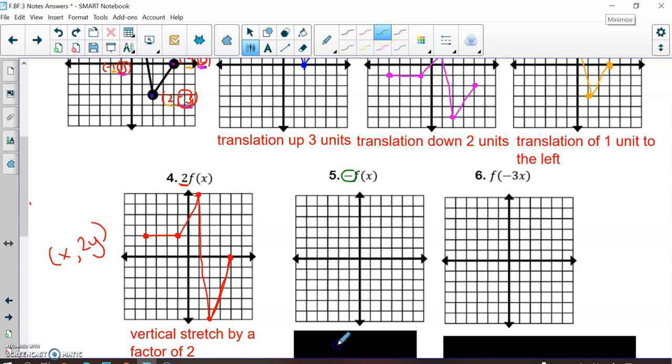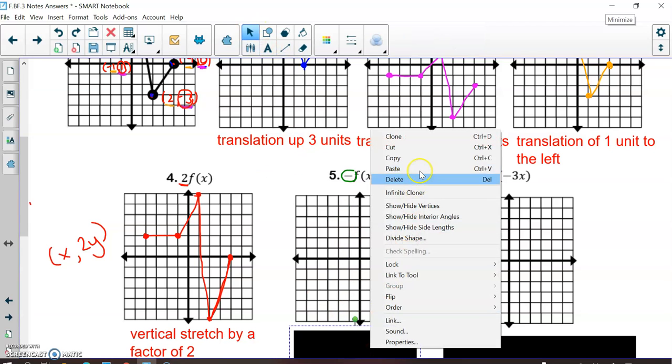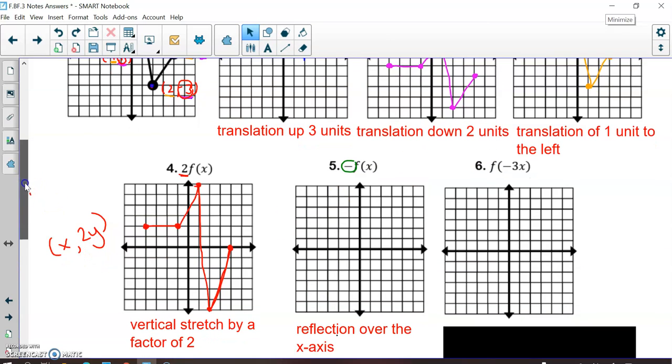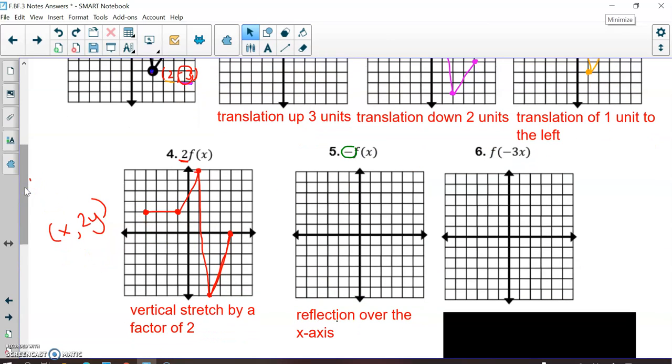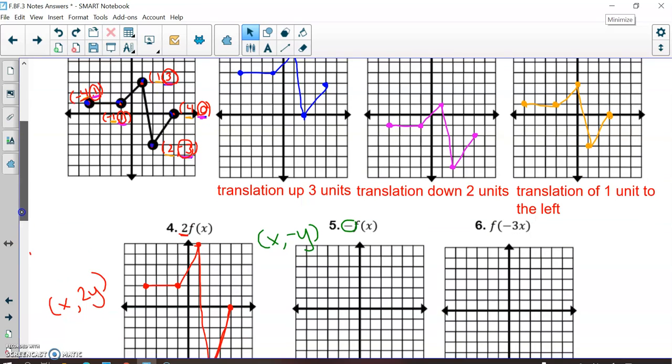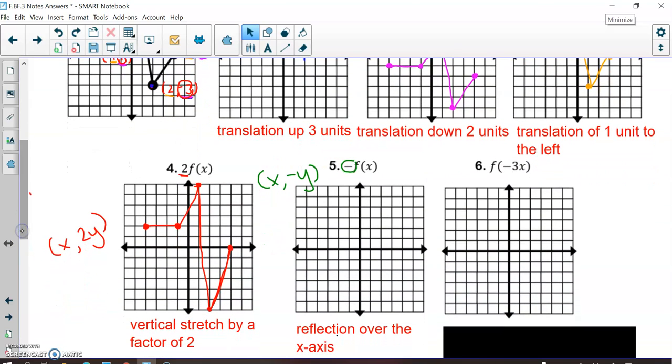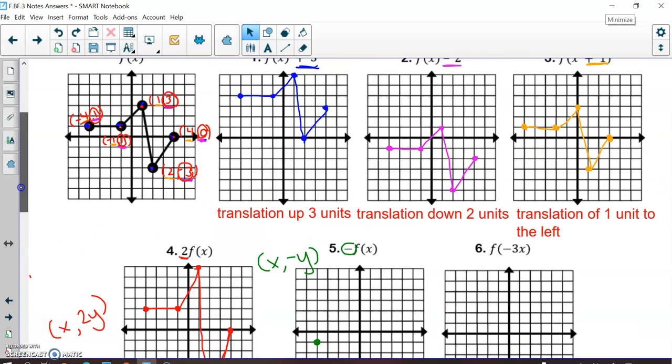Now in number 5, the negative's on the outside. So what that means is that this is a reflection over the x-axis, which means that the only points that are changing are my y values of my points. And I wind up with x and then the opposite of my y value. So on the point -4, 1, my original y value is 1. So on my new point, my new y value is going to be -1. So I have the point -4, -1.